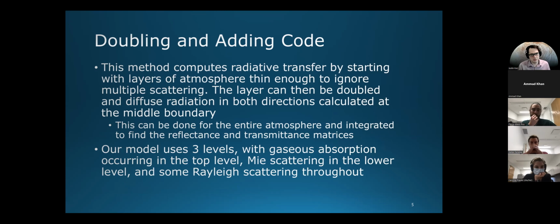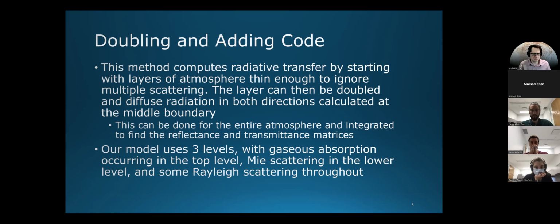So instead, we can do these thin layers and then double the layers such that we have two of them placed on top of each other, and then add the diffuse and direct radiation going through each at the boundary between the two. We can then do this with layers throughout the entire atmosphere, calculating the middle boundaries, and then integrate over all of them to acquire reflectance and transmittance matrices for light entering the top of the atmosphere as it would propagate down to the surface.